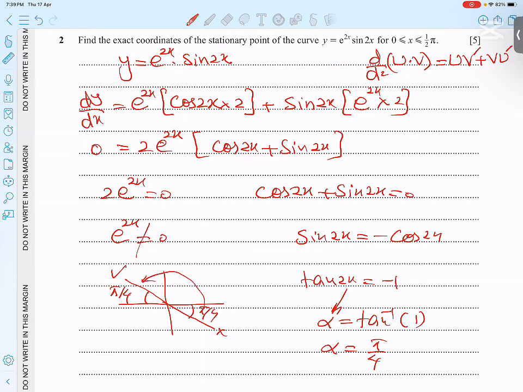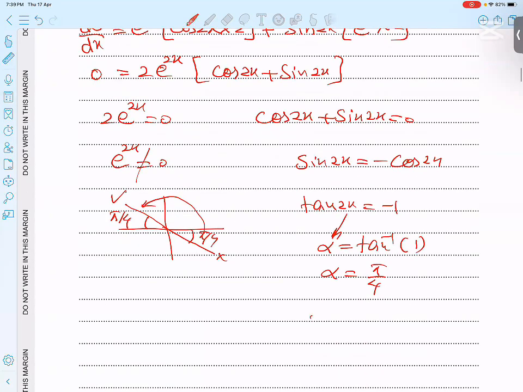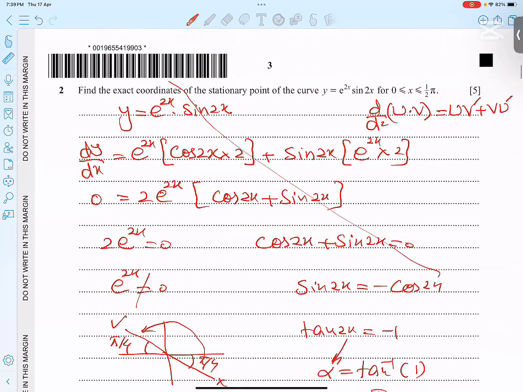So this is my first answer. The second answer turns out to be pi minus that, pi minus pi by 4, I get 3 pi by 4. And finally, dividing by 2, I get 3 pi by 8. So 3 pi by 8 is my x coordinate, but he said give exact coordinates, so y is required as well.